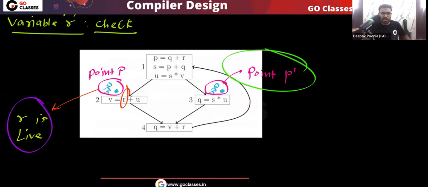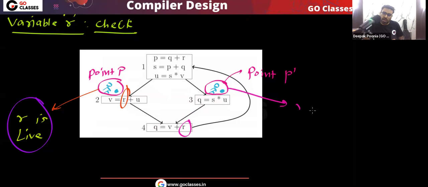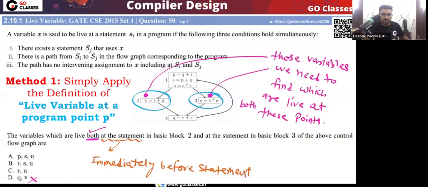What about P dash? When I start from point P dash, is there any path where we are using variable R? We start from here. Here there is no R. Then the next instruction, here we are using R. So at this point P dash also R is alive. So remember, R is alive at both these points. So definitely your answer must contain R. Yes or no? So option A is gone. Now only two options are remaining.